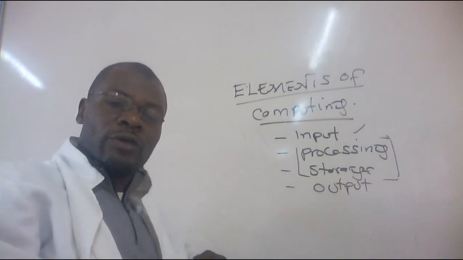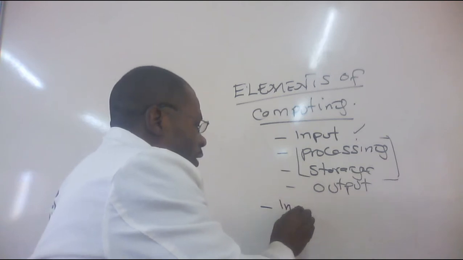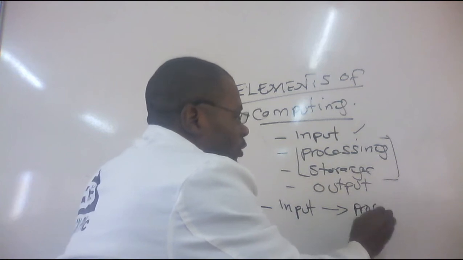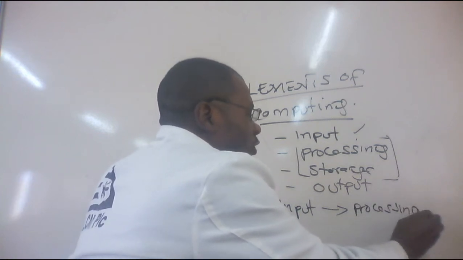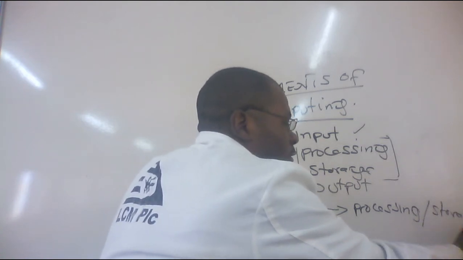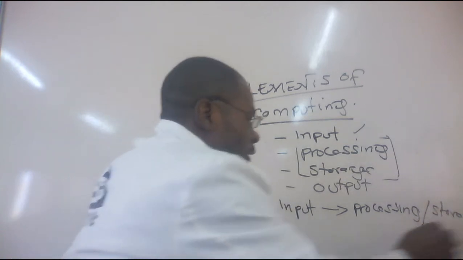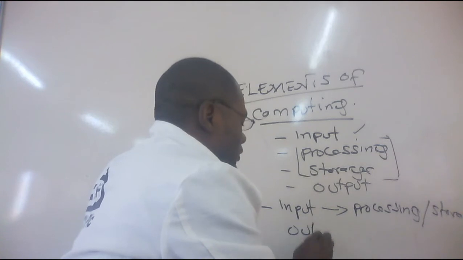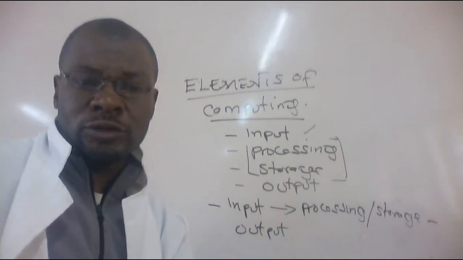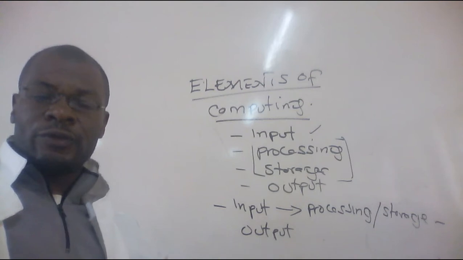And in the format for junior secondary school, we used to put it like this. We were saying input, there was that arrow, then we'd say processing, stroke, storage, then from there you've got what we call output. So that is the format we are going to follow.